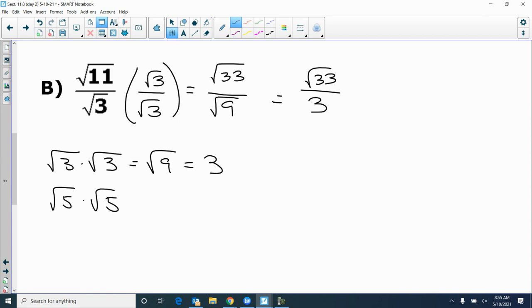Okay. All right, square root of 5 times square root of 5 is square root of 25, which is 5. That's always going to happen that way. Square root of 7 times square root of 7 will end up equaling 7. That's the whole reason we do that. I'm okay if you write in the square root of 9 and change it. I'm okay if you just make it a 3. Make it, save you a half a step.